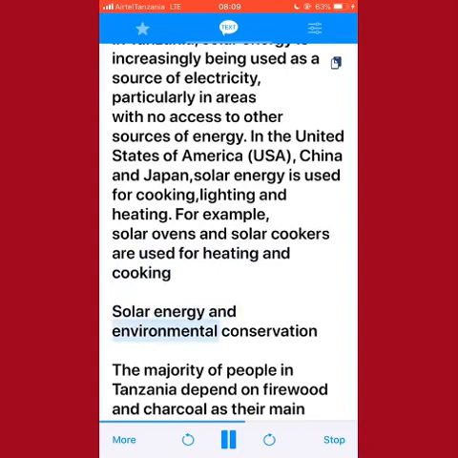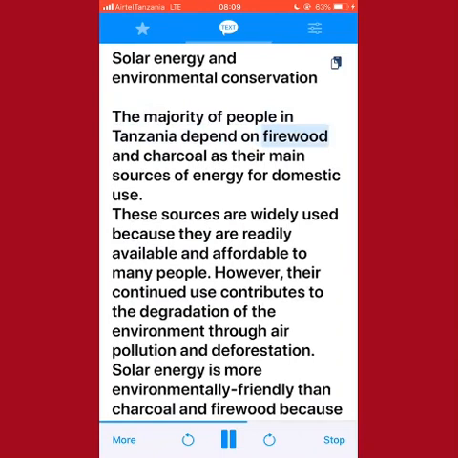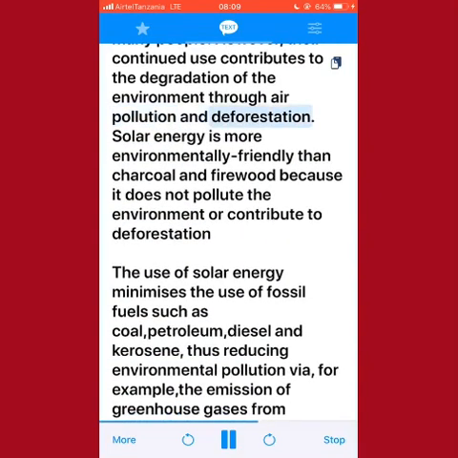Solar energy and environmental conservation. The majority of people in Tanzania depend on firewood and charcoal as their main sources of energy for domestic use. These sources are widely used because they are readily available and affordable to many people. However, their continued use contributes to the degradation of the environment through air pollution and deforestation.